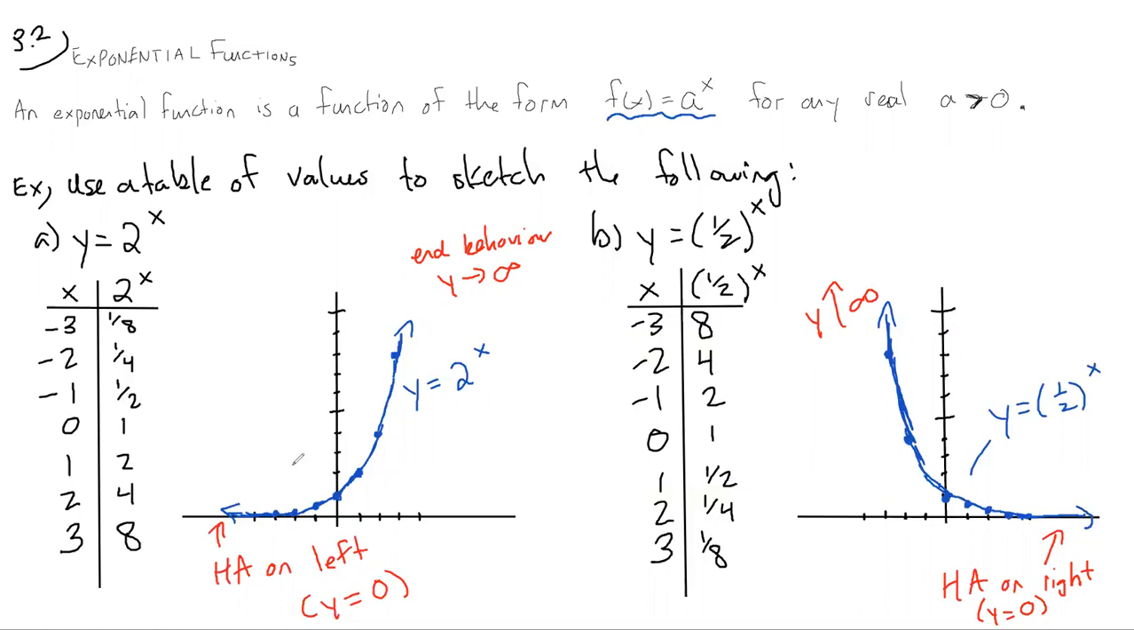They'll be strictly increasing as we have on the left, or strictly decreasing as we have on the right, because moving 1 unit on the y equals 2 to the x graph, if we move 1 unit to the right, that's the same as multiplying by 2. So it should get bigger and bigger. On the right-hand side, if we move 1 unit to the right, you're actually dividing by 2. It's getting smaller and smaller.